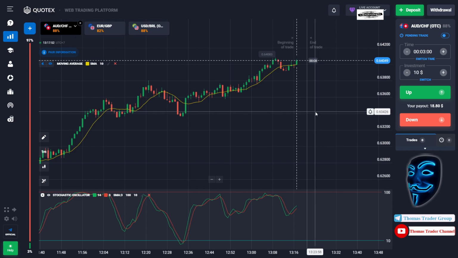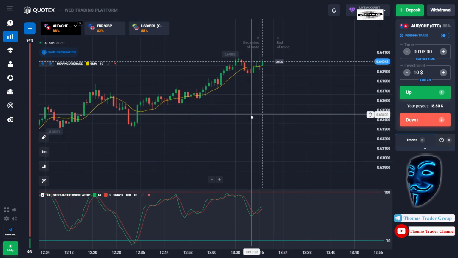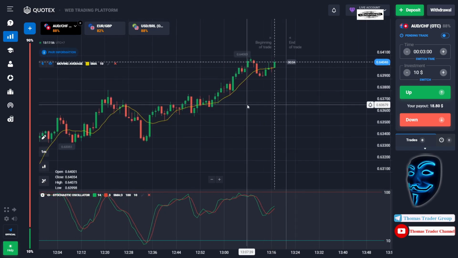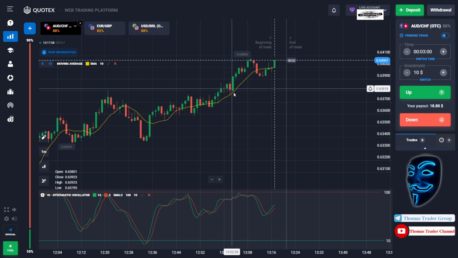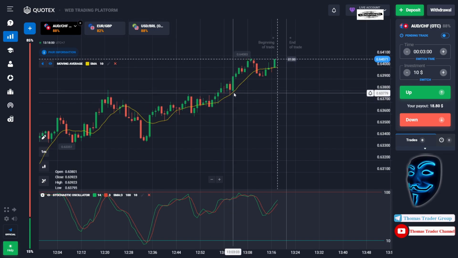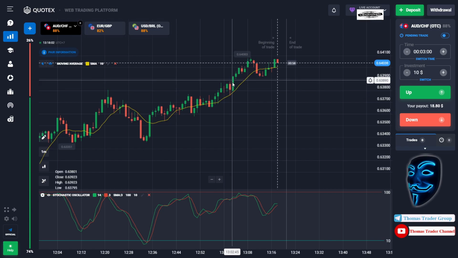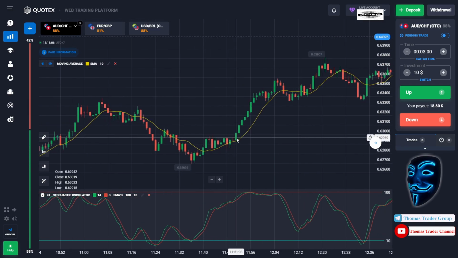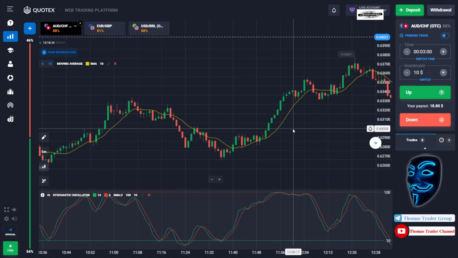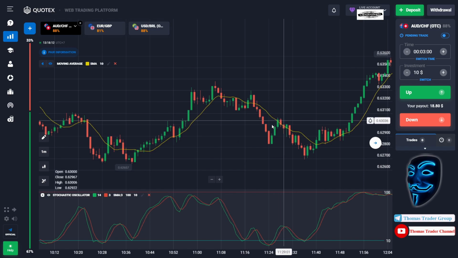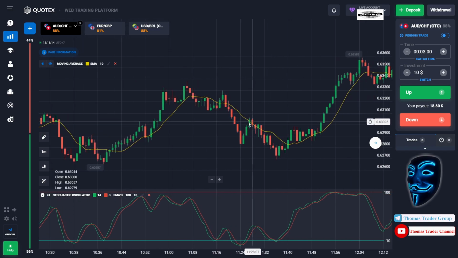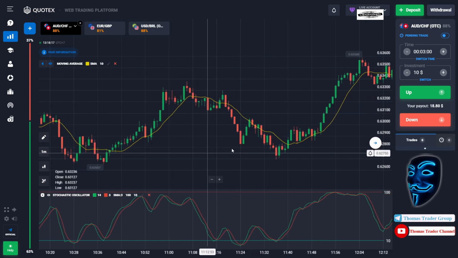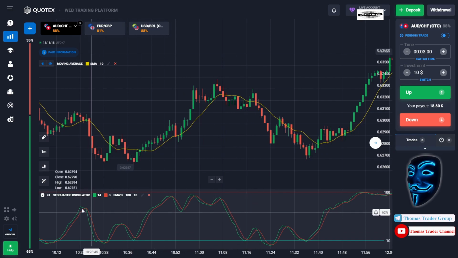Let's start our trading session for today. Today we are going to use two strategies. The first one is the moving average strategy. When you see a candle touch the moving average line, I'm sure that it will make a rebound. As you can see over here, this is the example. When the candle touches the moving average line, it will make a rebound and continue the trend. As you can see over here, when the trend is going down, the candle touches the moving average line, it makes a rebound. And for the second strategy, we are using stochastic oscillator.